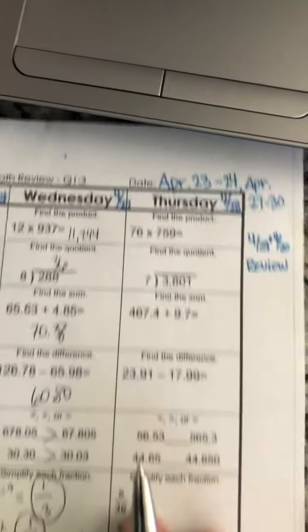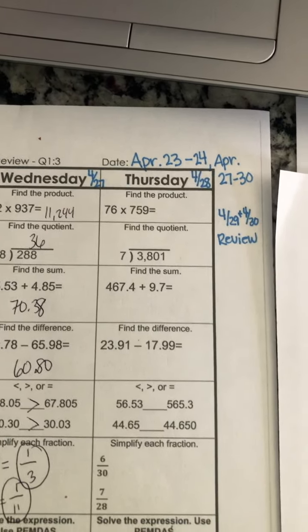Alright, our final video, spiral review. Find the product. On Thursday, 759 times 76. Here we go.